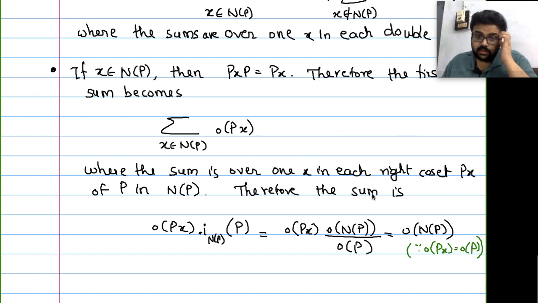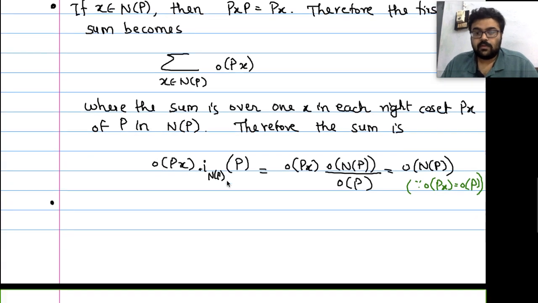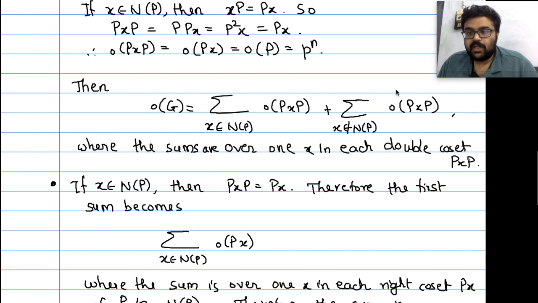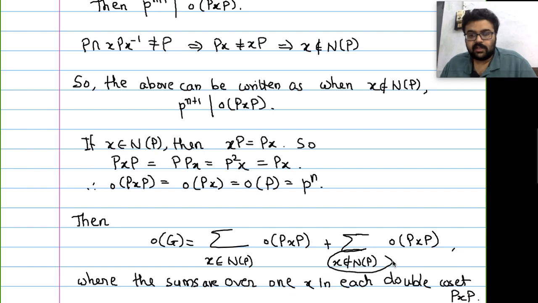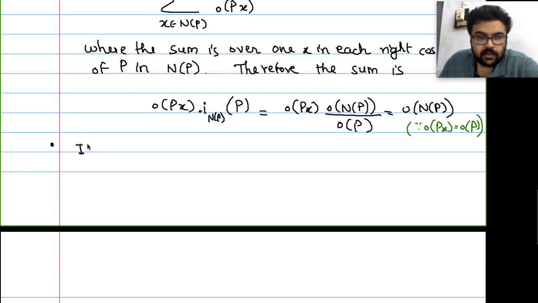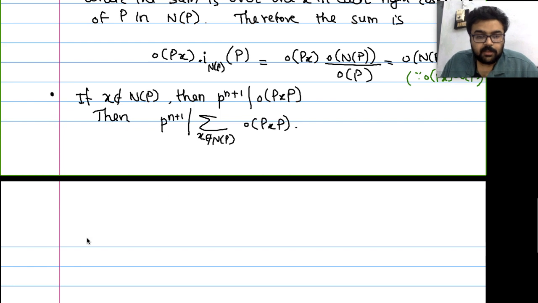The first sum is exactly this. Now what about the second sum? The second sum is when x is not in N(P). This we have already done. When x is not in N(P), then p^(n+1) divides the order of PxP. This is true for all such x, so p^(n+1) divides each of these terms, and therefore it divides the whole sum.